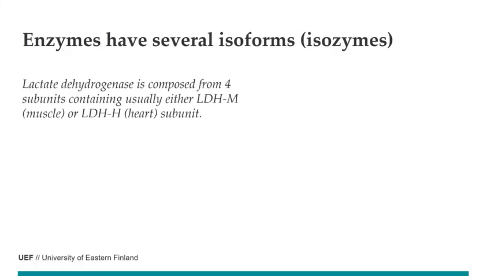Okay, how can we have an easy way to make enzyme affinity or effectivity different? It's that we have more than one enzyme of the type. We have different isoforms, or in enzymes we call them isozymes. Like lactate dehydrogenase, we have several different types in your body. It's composed of 4 subunits, so it's a tetramer, and usually these subunits are muscle type or heart type.